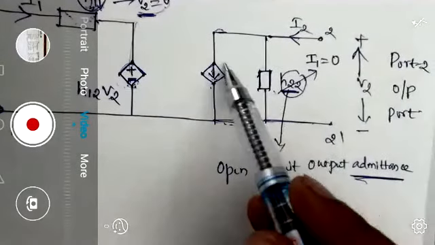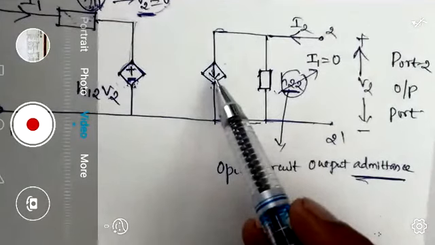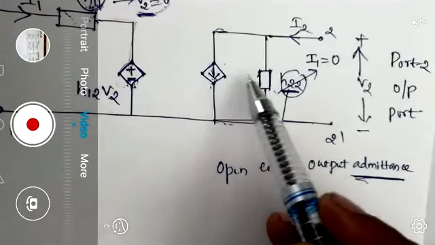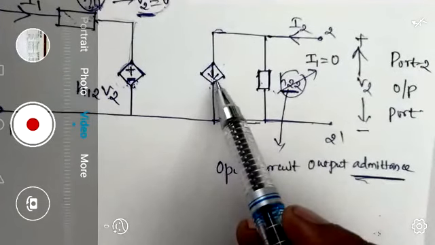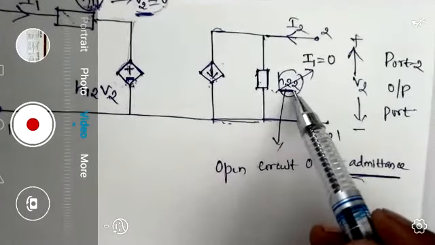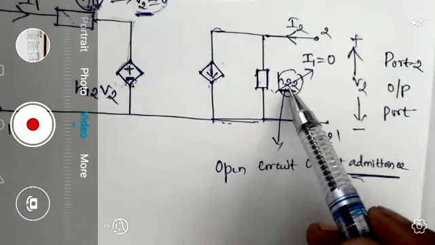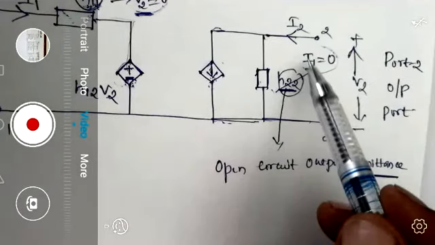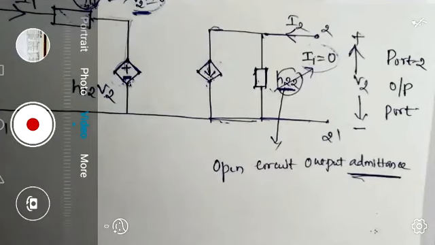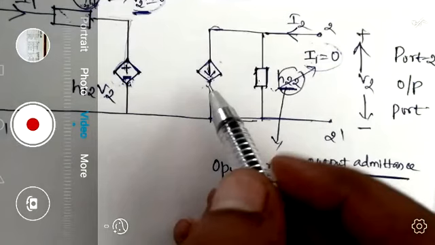Yes, this current source we got because this dependent current source is in parallel with parameter H22. This parameter H22 we got when we made I1 equal to 0. So it depends on what? I1. Hence it is a current dependent current source. Now tell me the value of this one. H21 I1. Very good.